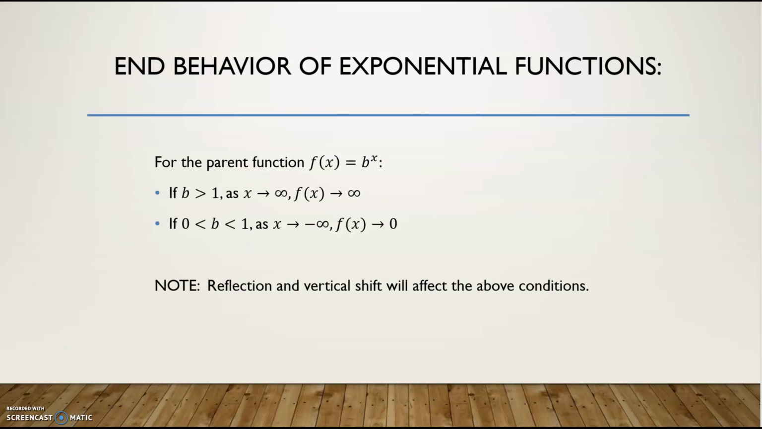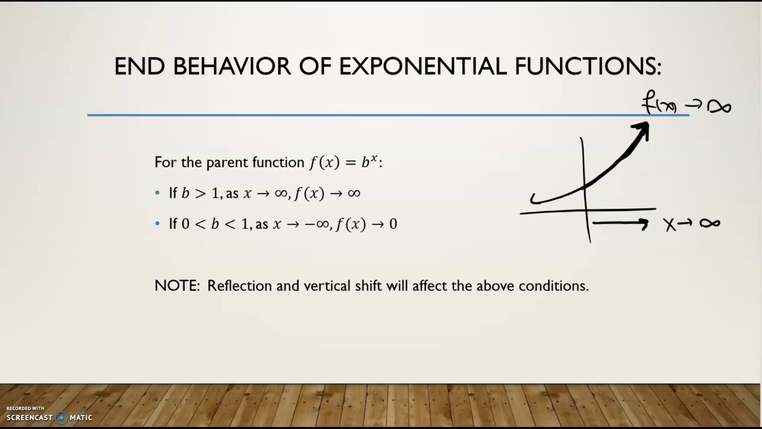Okay, now let's look at end behavior of exponential functions. So for the parent function, f of x is equal to b raised to x, if b is greater than 1, that means it's an increasing function. So it looks something like this right here. As x goes to positive infinity, well, what's happening with our function? Well, it's going to infinity as well.